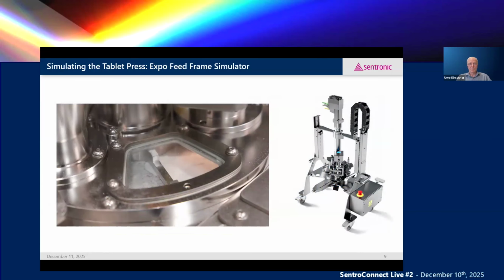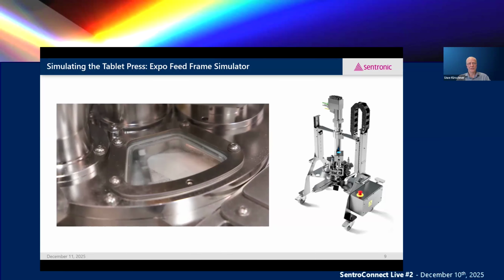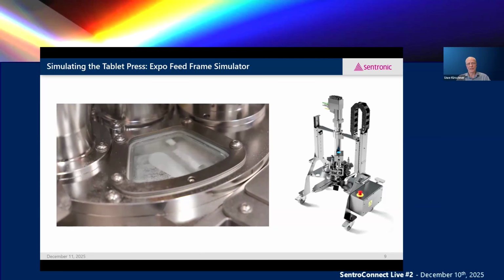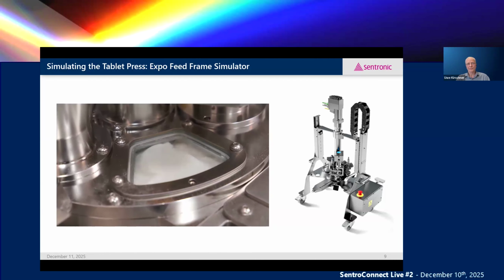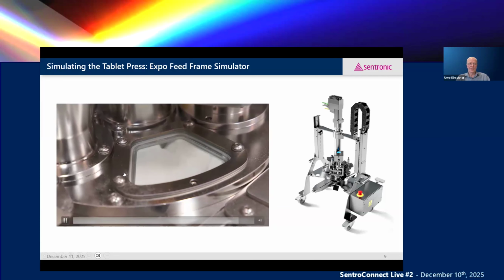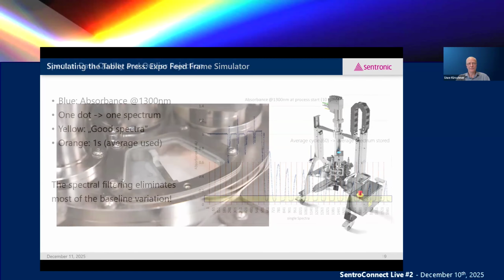Very important for all the development of methods and PAT evaluations is the use of process simulators like the Exipient feed frame simulator. Here, for example, I can show you some technical details of our instrument interfaces with the system. I show you the startup process of the feed frame simulator when we were filling up the simulator with powder for the start of a test run. And you have noticed that the filling happened in this moment.